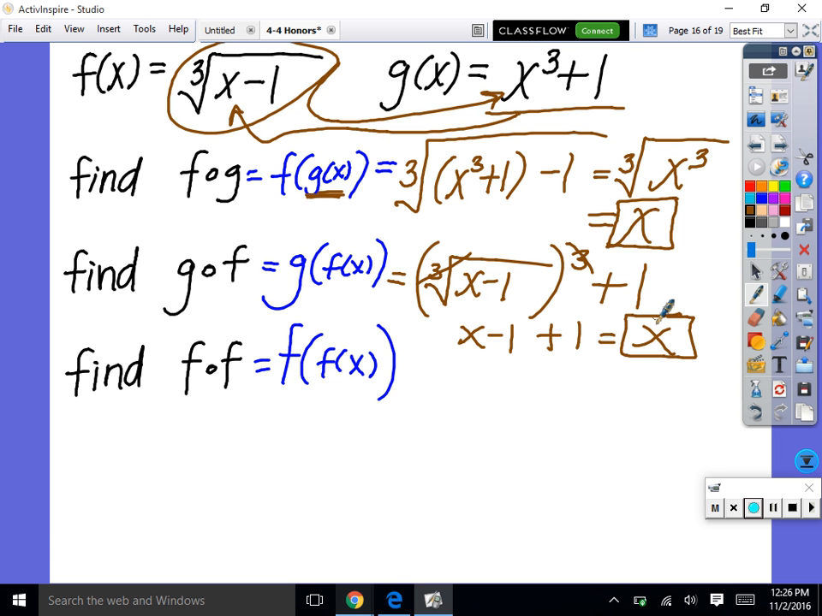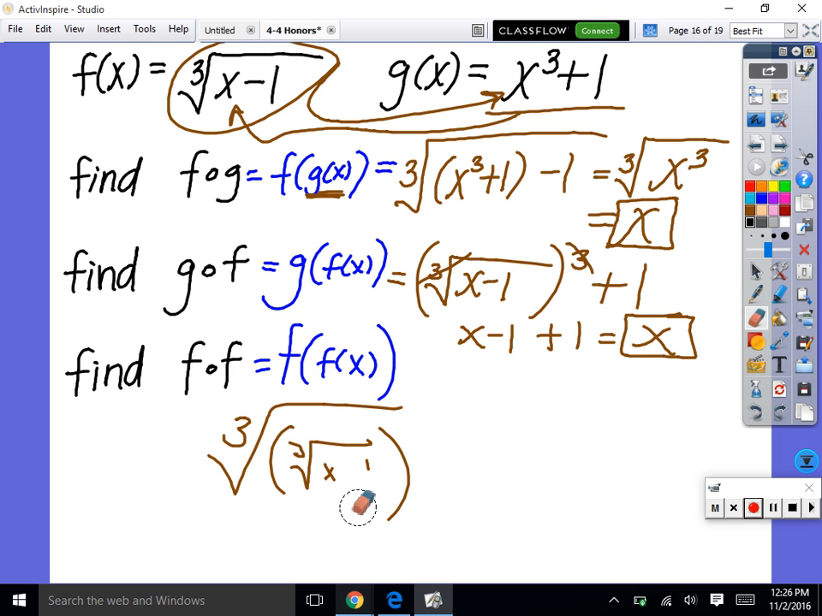Okay, awesome. Okay, f of f of x. This is a lot easier than it looks. You're plugging function f back into f. Does everybody get that part? So it's that plugged back into itself. So what would that be? Cube root of x plus 1, cube root of x minus 1, and then minus 1 like that. Is everybody seeing it?